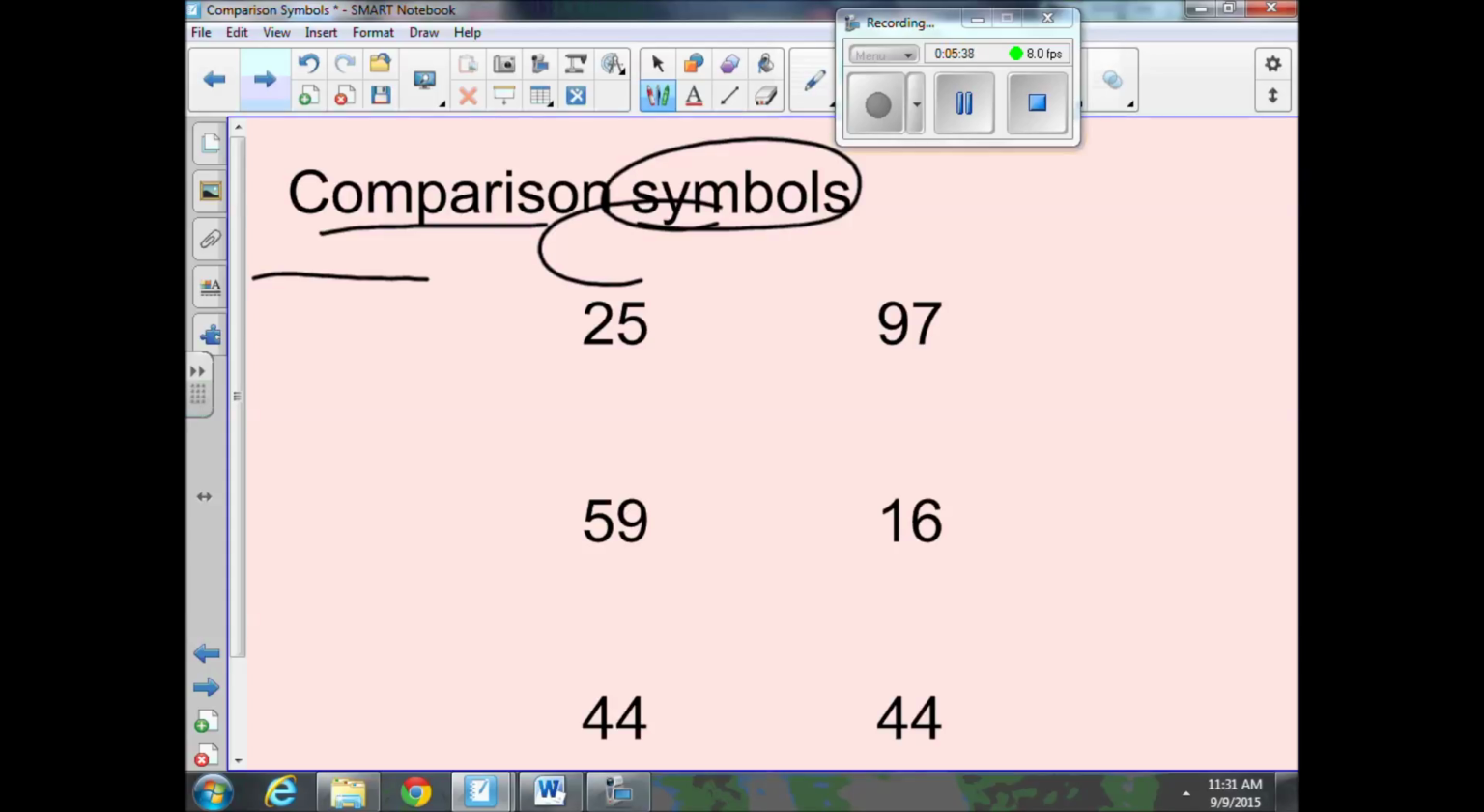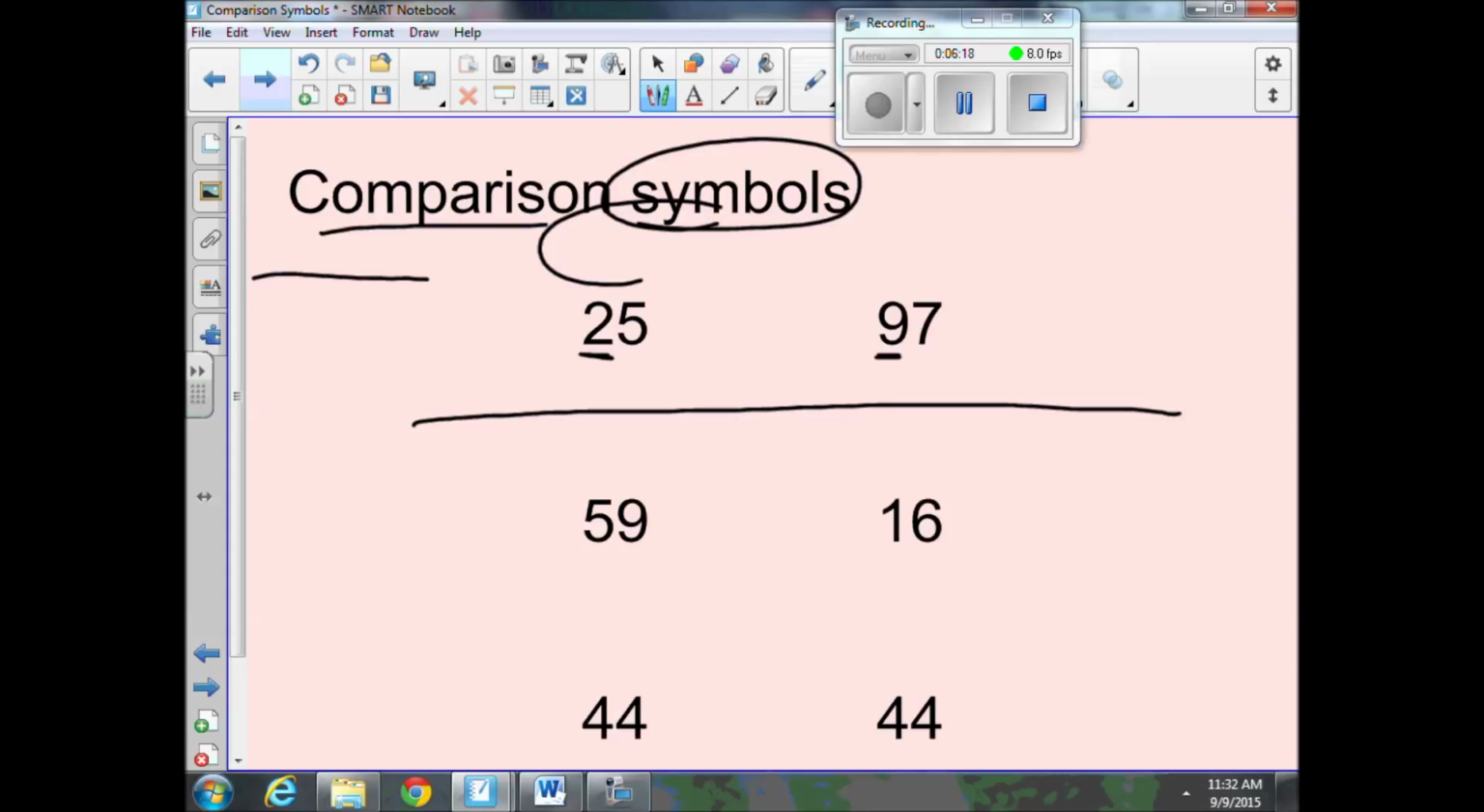I again have two numbers. I have 25 and I have 97. I'm going to start in that tens place again. 25 has 2 tens. 97 has 9 tens. And I am going to compare the two. This time it didn't ask me which one is larger, which one is smaller. What I'm doing is I'm going to show you how we use a symbol to show that. I look at 25 and only see 2 tens, and I look at 97 and I see 9 tens. So I know that 25 is smaller than 97.